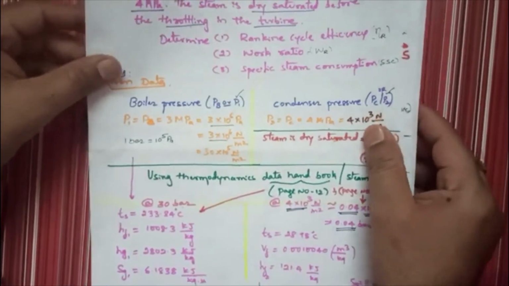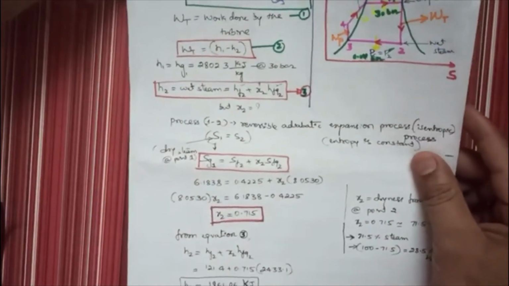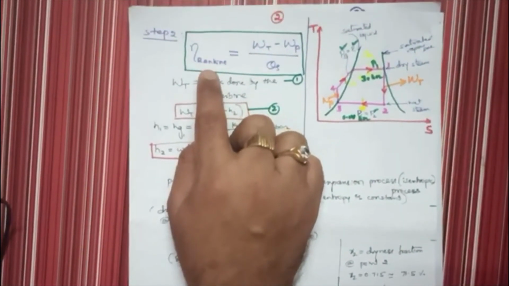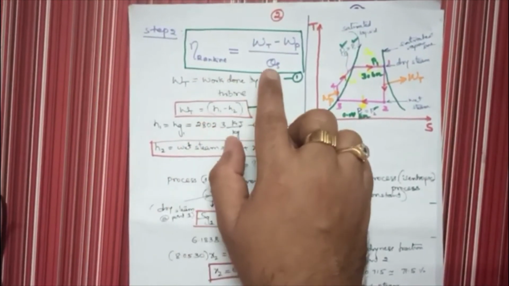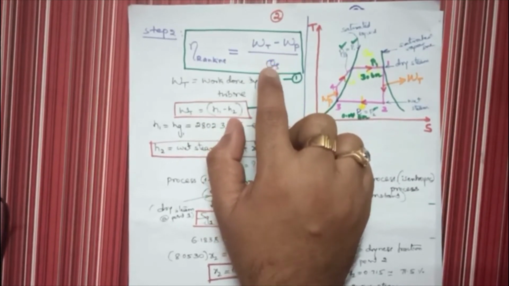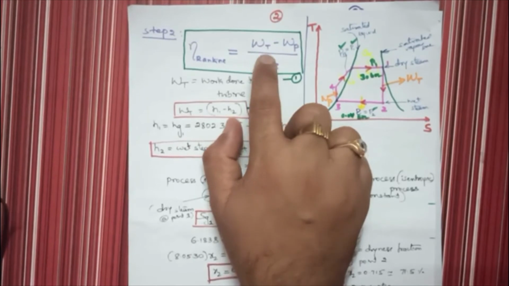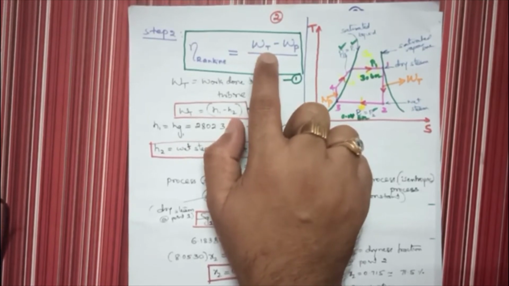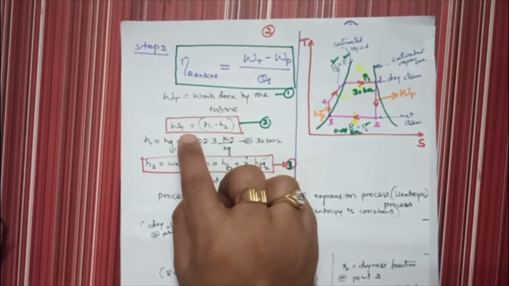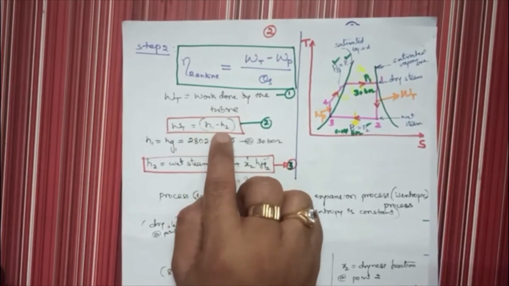So this is step number 1. Go to step number 2. What he has asked in step number 2 is the efficiency of the Rankine cycle. So we have written the formula. The efficiency of the Rankine cycle, we know, is Wt minus Wp divided by the heat supplied. What is the formula for work done by the turbine? Work done by the turbine, Wt, is equal to H1 minus H2.